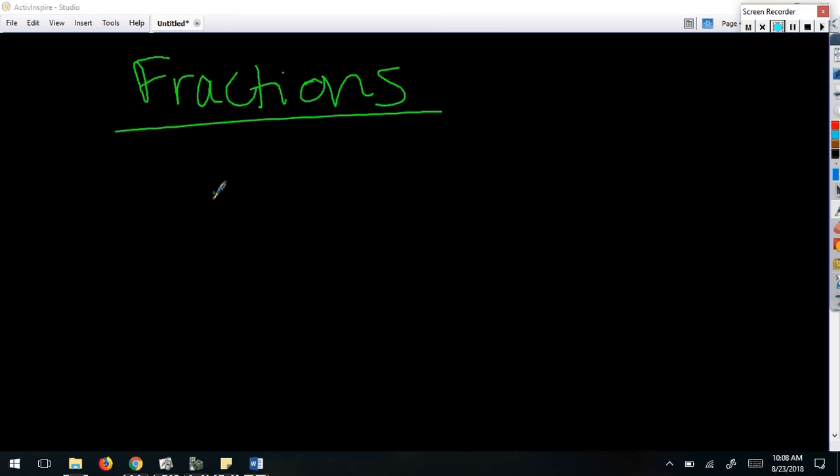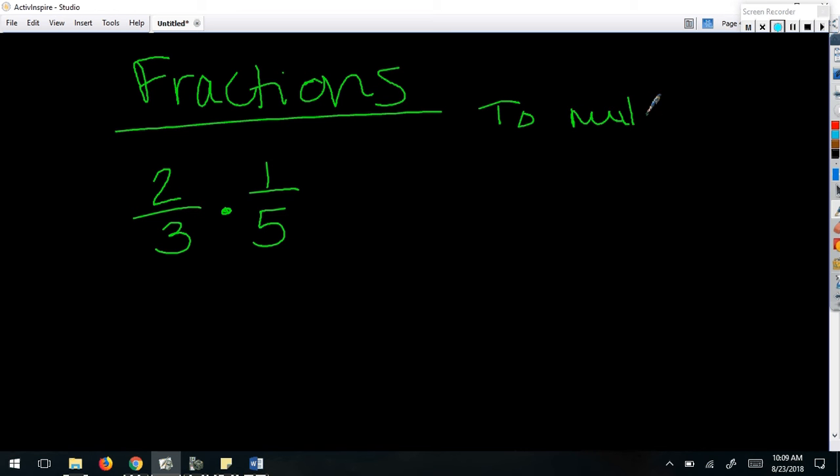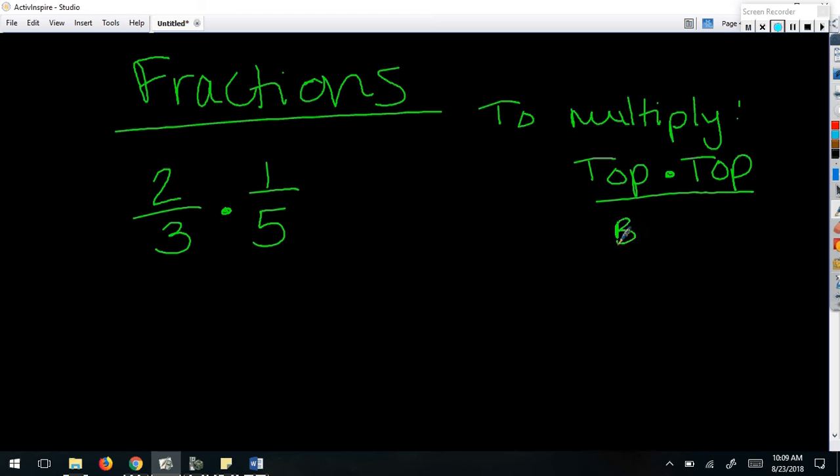You tell me, if I have two fractions, let's say 2/3 times 1/5. How do you multiply fractions? Straight across. Top times top, bottom times bottom. So to multiply, you don't need a common denominator. Top times top, bottom times bottom.